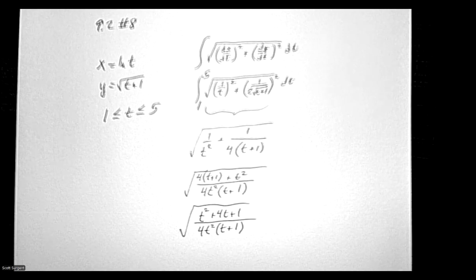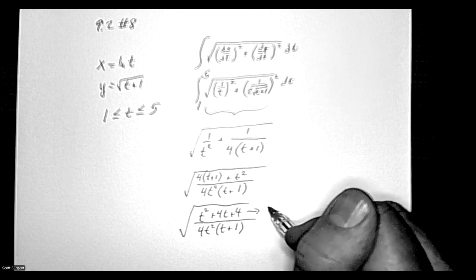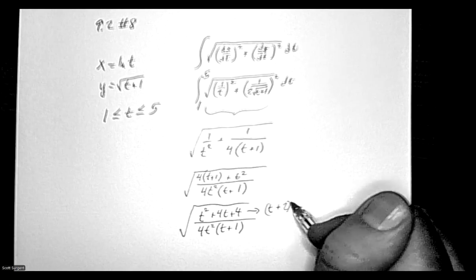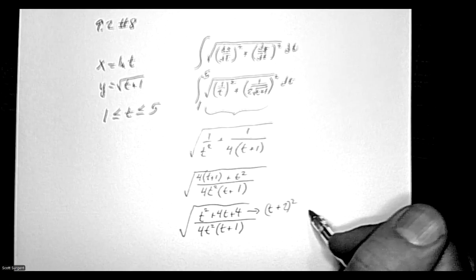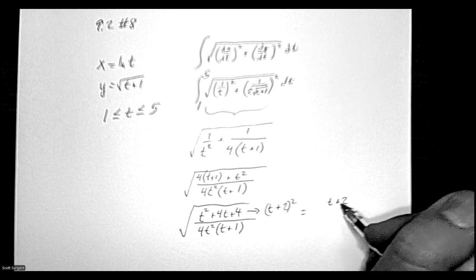Does not look like it is. Oh, I made a mistake right here. That's a 4. Oh, okay. On the top, this actually factors. This is going to be t plus 2 quantity squared. And so the radical of the square just leaves a t plus 2 without a radical on top.